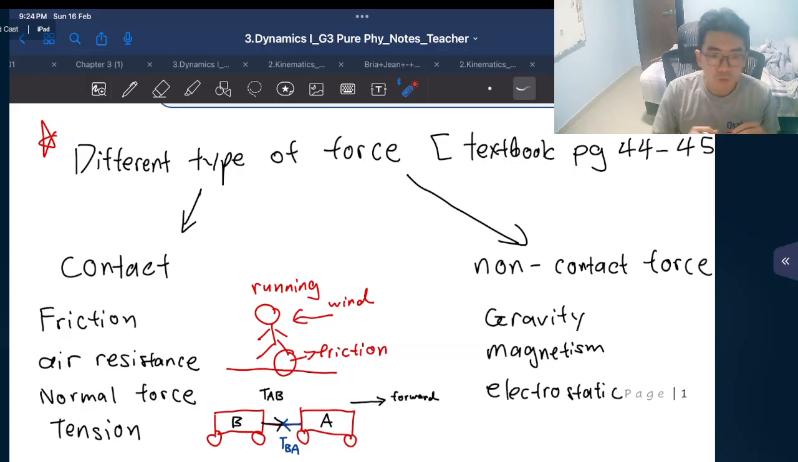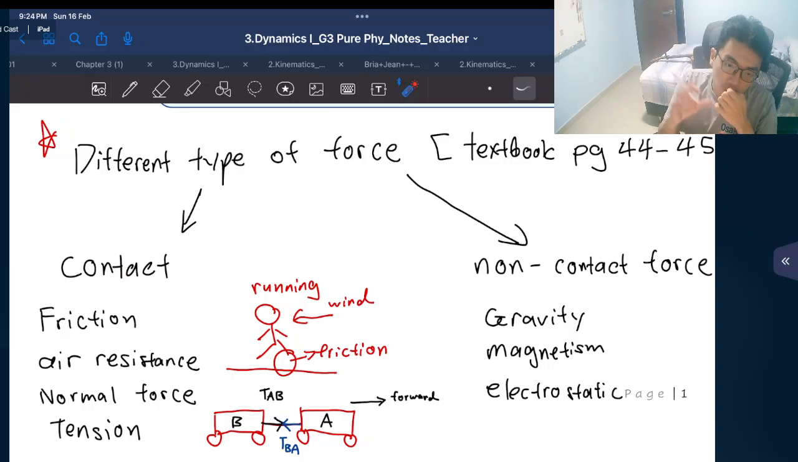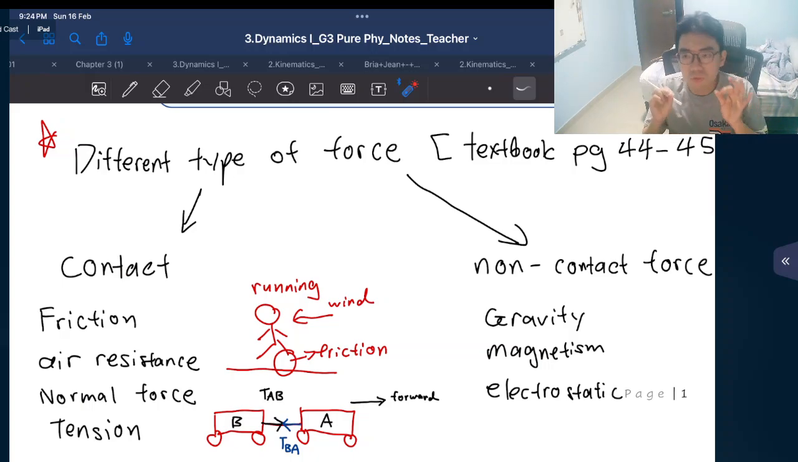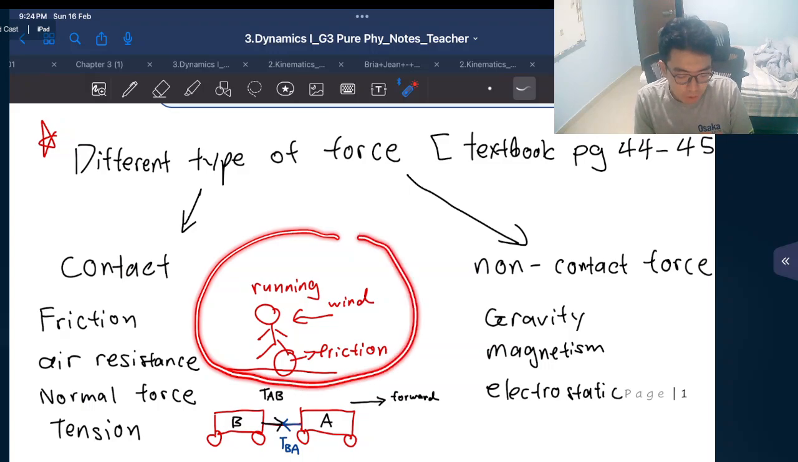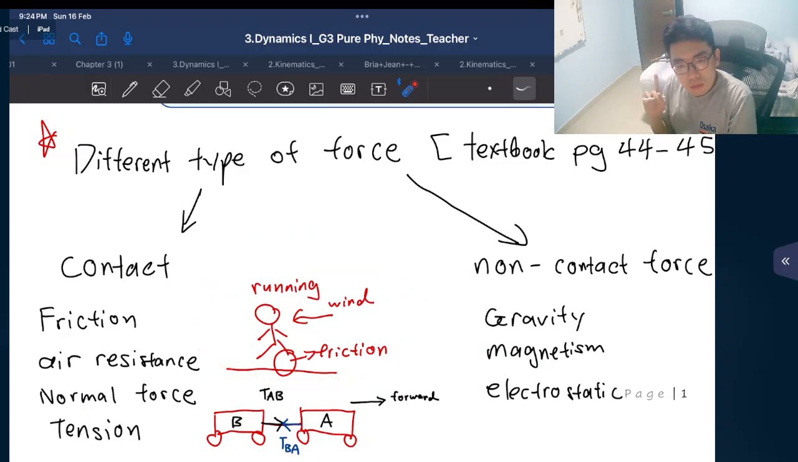Air resistance is specific to air only. So you have solid with air, you have liquid with air. Either way, air resistance, you think of it as friction, I'm careful with my words, you think of it as friction, but it's only specific to air. So I draw an example for you guys. When you're running, what is going against you? The wind. The wind is blowing against you. That's what we call air resistance.